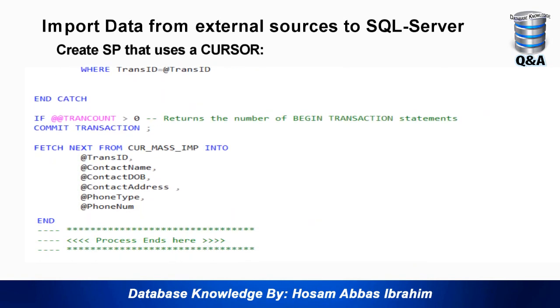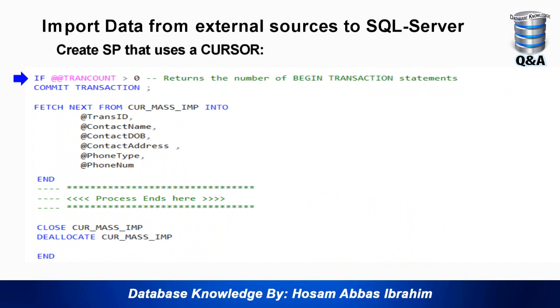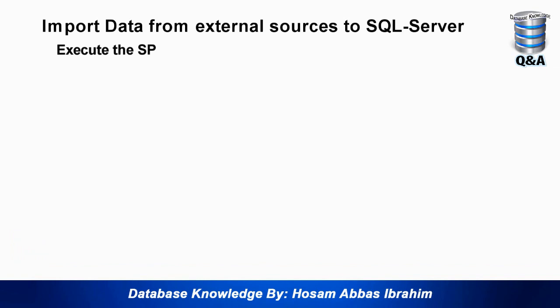Then right after that I will say if the transaction count is more than 0, again that applies to the begin transaction when it's successful. Then I will commit everything that happened in the begin and end try. That's it. Then I will fetch the next row from the record set into my variables until the cursor loops through all the records, and when it finishes it will end. And then after end I will have to close the cursor and deallocate it, and this is the end of the stored procedure.